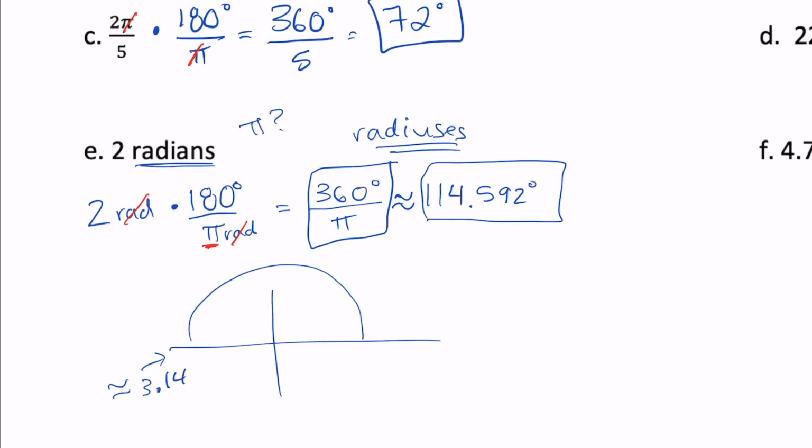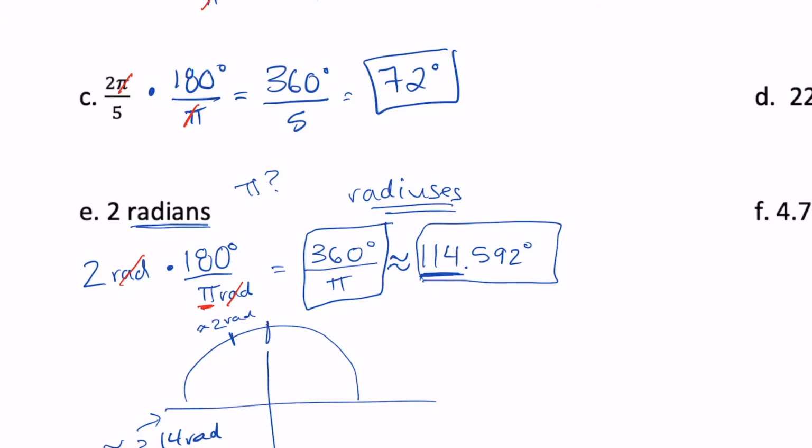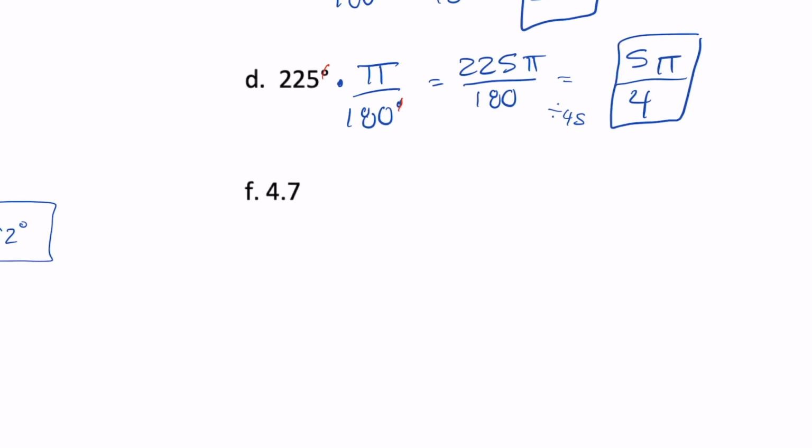114.592 degrees. So if we know about 3.14 radians fit around a semicircle, and we were saying before that 2 radians would fit about here, then we can see that 114 degrees is right about where our guess at 2 radians was. As we move along to F, we see 4.7 written.